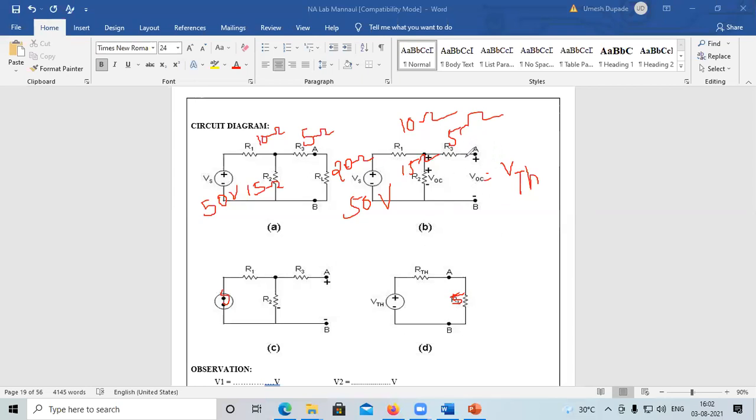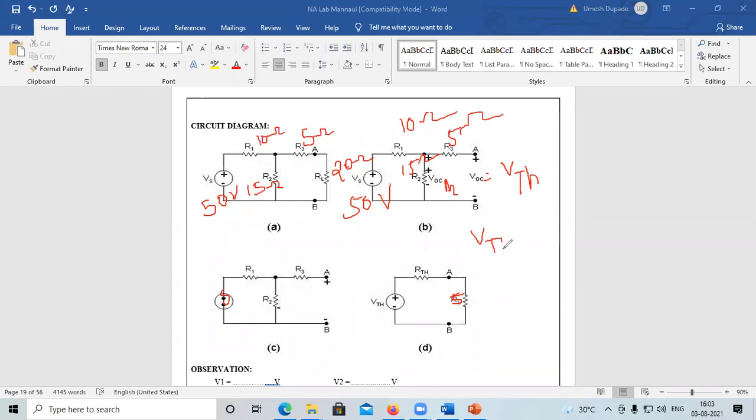This VTH we want to calculate, that means we calculate the open circuit voltage across this. So here is one mesh, here is another mesh, but the current flowing from this mesh is 0, that is I2 equals 0, because here it is open circuit. Now this VTH is nothing but the voltage across this resistance R2, which is 15 ohm. If we calculate the current flowing through this branch, then we can calculate VTH, right?